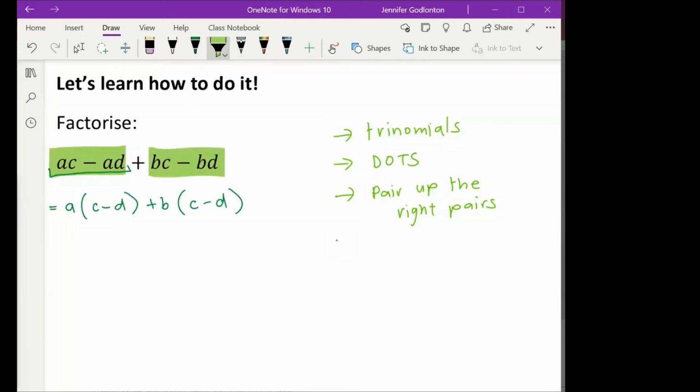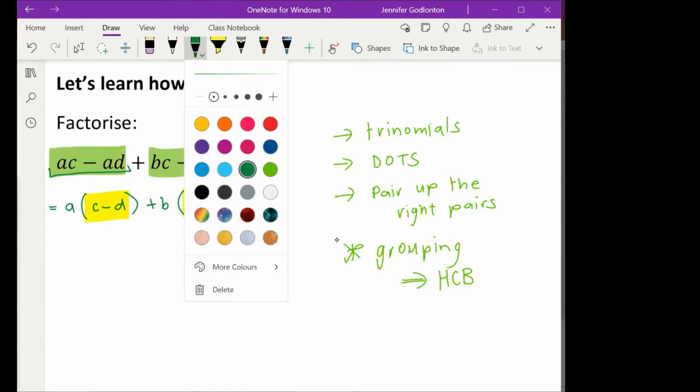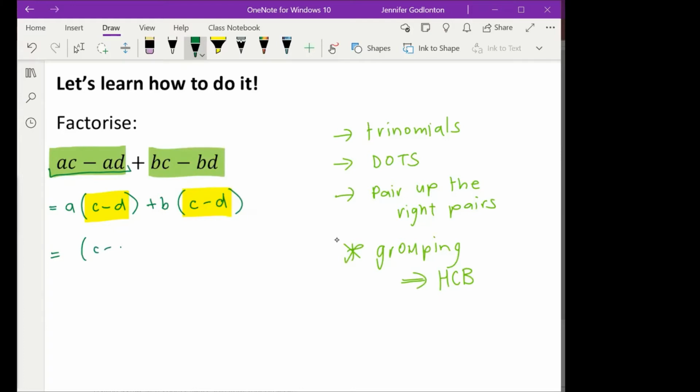Okay. So if we get to this point, guys, where we have a highest common bracket, then we know that we're on the right track. So our whole goal with grouping is to get to a highest common bracket, or to get to a difference of 2 squares, but we'll get to that later. Once we have a highest common bracket, it's really easy. We've been doing this since last year. All we have to do now is take out that highest common bracket, and we write what we have left behind. So we have C minus D, A plus B.